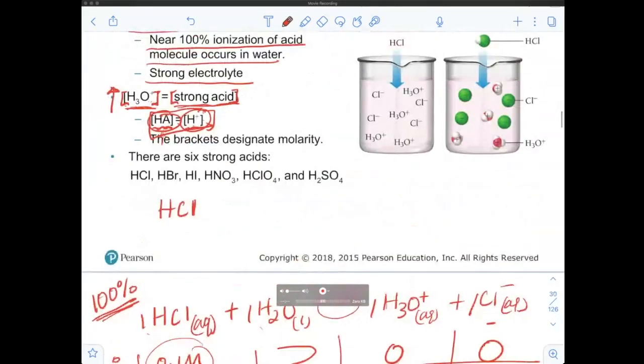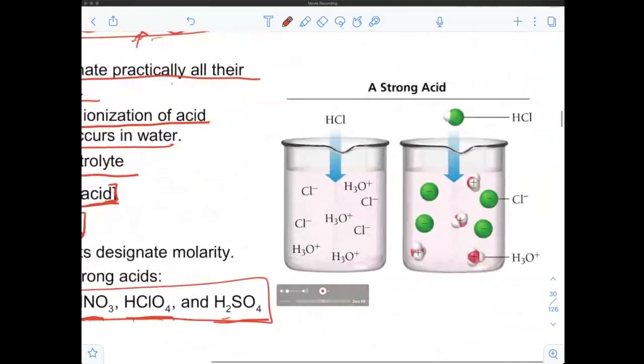Once again, we're talking about six strong acids here: HCl, HBr, HI. I'm emphasizing that so you can remember. And then the three oxy acids: HNO3, HClO4, H2SO4. So in our picture here, they're showing you what a strong acid looks like, as I mentioned before.